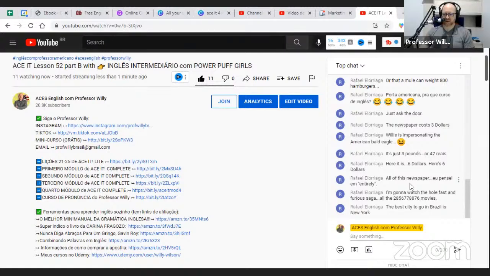English door. Here it is $6. Here's $6. Yeah, if you split the two, that works. All of this newspaper, eu pensei entirely. Yeah, not entirely. Entirely wouldn't work for this, but you could say I'm going to read all of this newspaper.